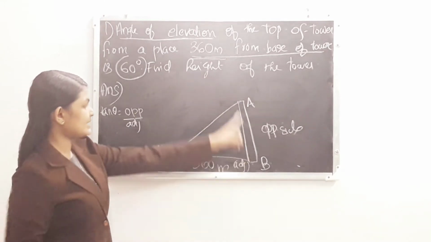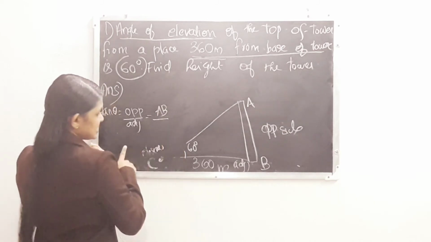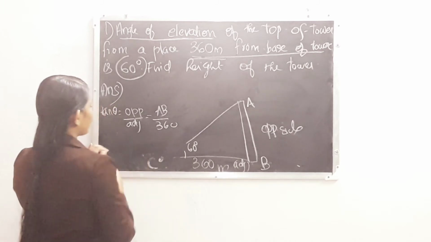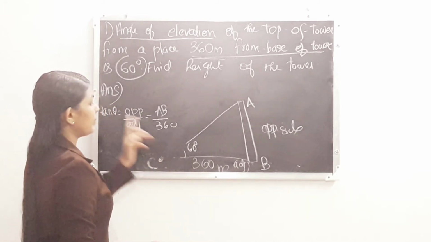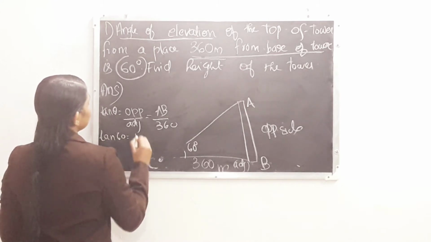Here the opposite side is AB, which we have to find. So AB divided by the adjacent side, which is given as 360. Now, tan theta here is tan 60. So tan 60 will be equal to AB by 360.